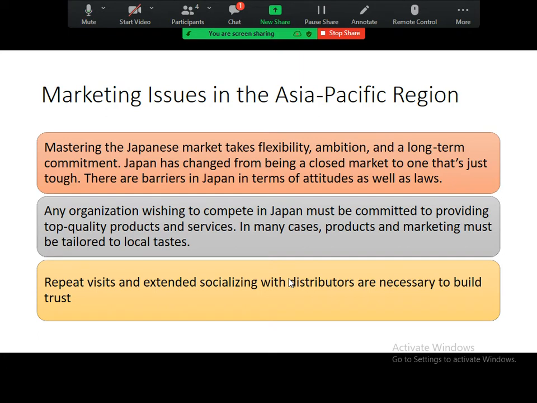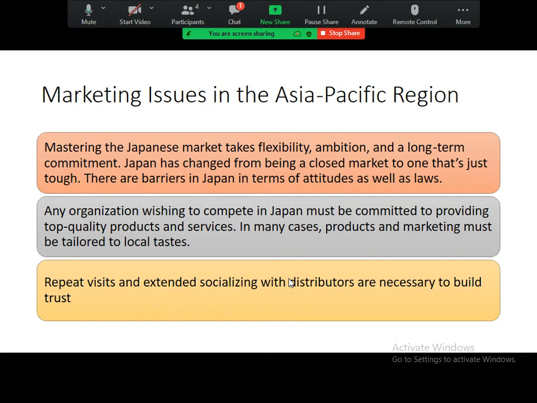Mastering the Japanese market takes flexibility, ambition, and long term commitment. Japan has changed from a closed market to one of the toughest markets. These are barriers in Japan in terms of attitude as well as laws. Any organization wishing to compete in Japan must be committed to providing top quality products and services.